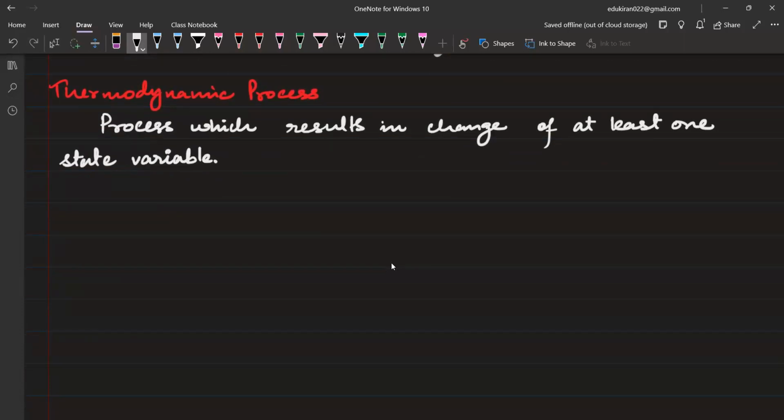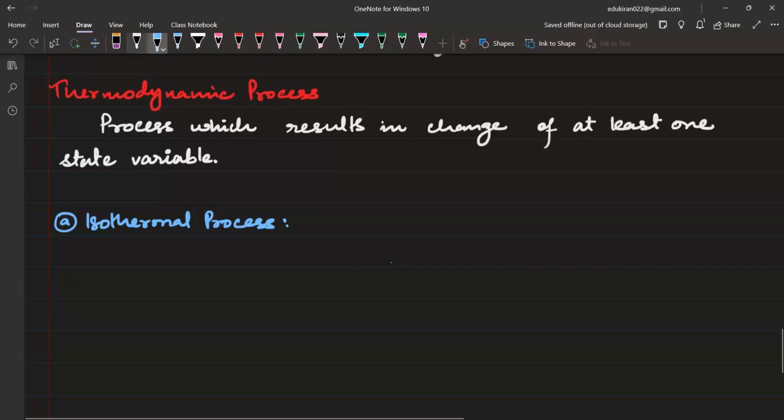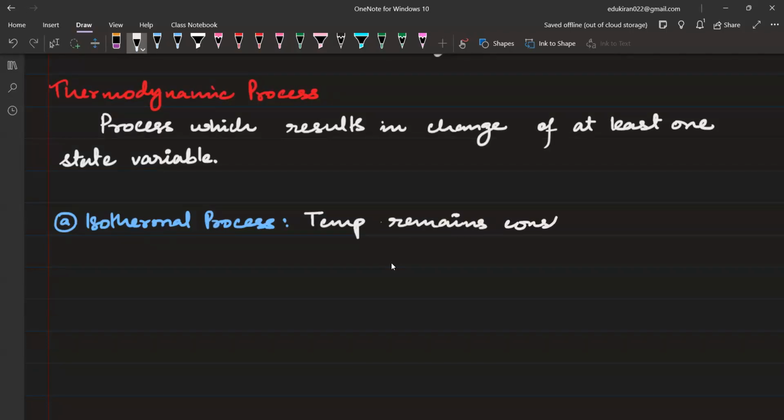Now there are different thermodynamic processes that we can have. Let's suppose we have the isothermal process. In an isothermal process, temperature does not change. Initially and finally the temperature will be the same. Temperature remains constant. The temperature should remain the same throughout the process.